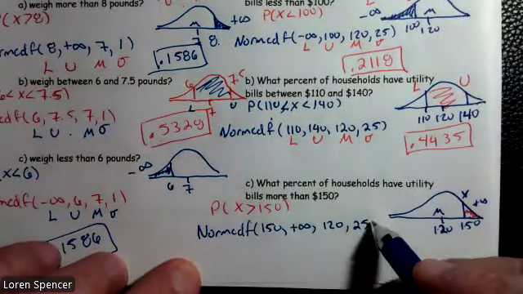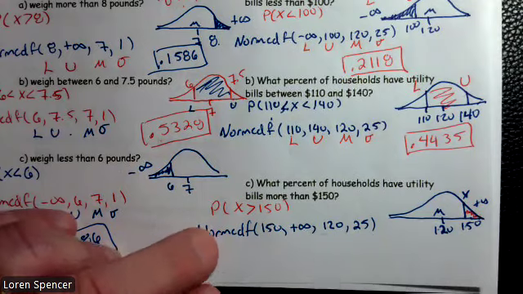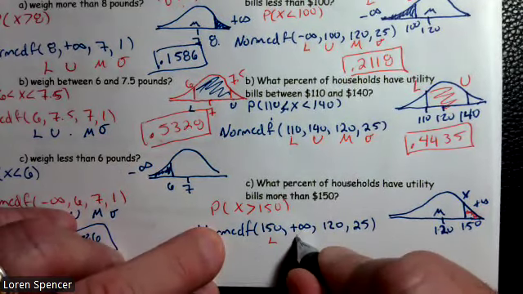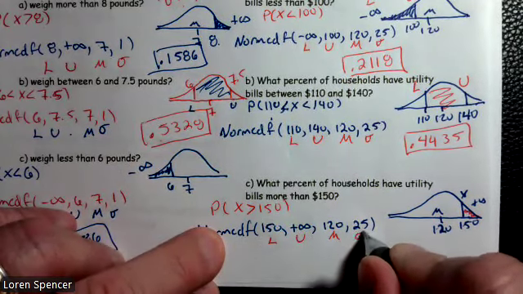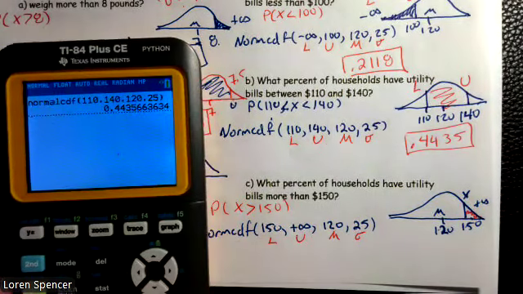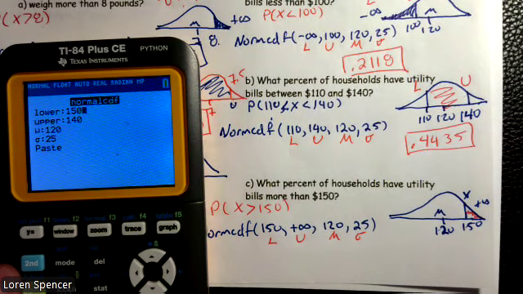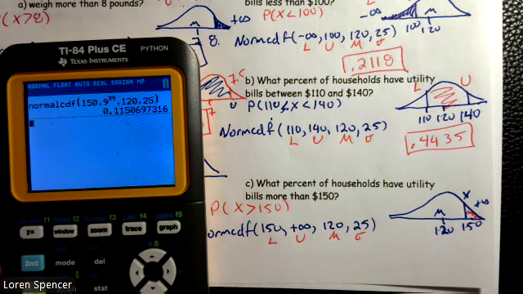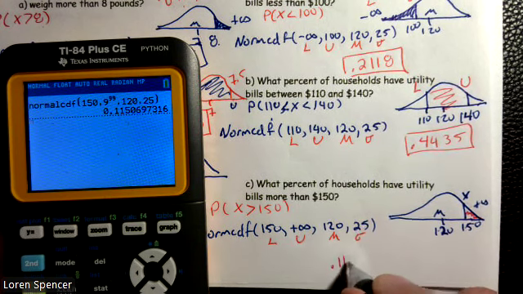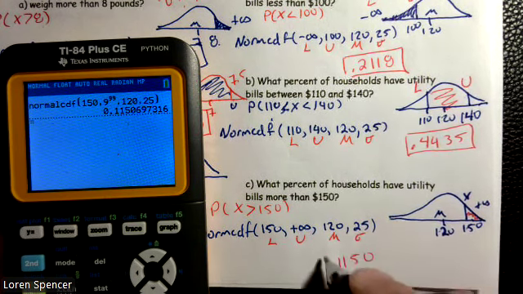All right, so lower, upper, mean, standard deviation. Second VARS, normal CDF, 150, 9 raised to the 99th, 120 and 25. And we have 11.5%. So 0.1150. Box it in.